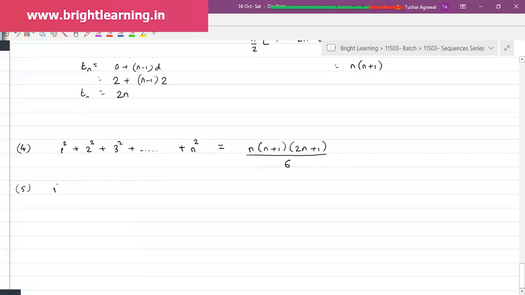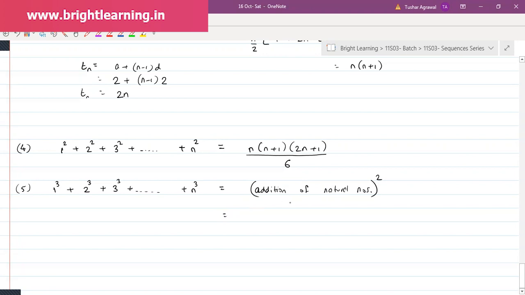Fifth, 1 cube plus 2 cube plus 3 cube, and so on, plus n cube. Addition of the cubes of natural numbers. Now this is the same as the addition of naturals, its complete square.